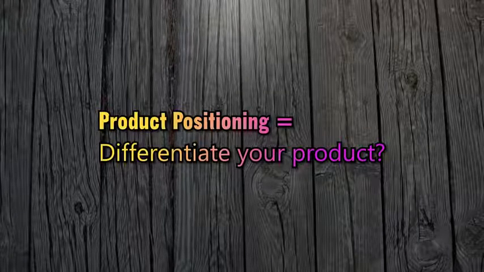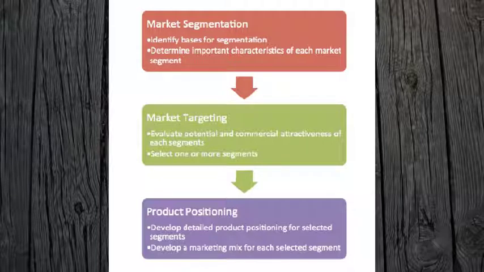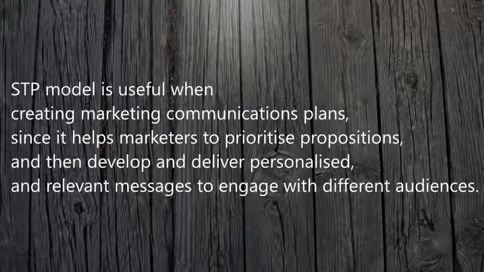Okay, how are you going to differentiate your product? What is the product positioning? Huh? Differentiation? Positioning? Sir, I do not know what you are talking about. Are they important? It's essential. Today, segmentation, targeting and positioning, STP, is a familiar strategic approach in modern marketing. It is one of the most commonly applied marketing models in practice. The STP model is useful when creating marketing communications plans, since it helps marketers to prioritize propositions, and then develop and deliver personalized and relevant messages to engage with different audiences. This is an audience rather than product-focused approach to communications which helps deliver more relevant messages to commercially appealing audiences.